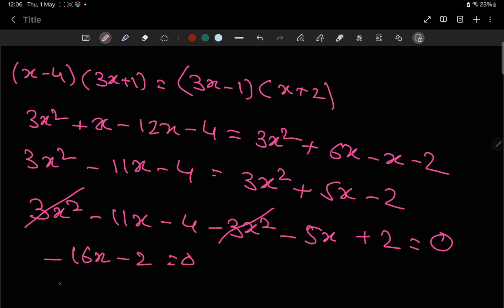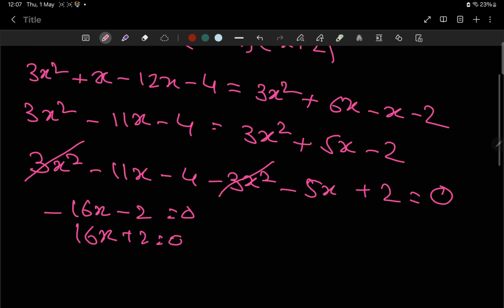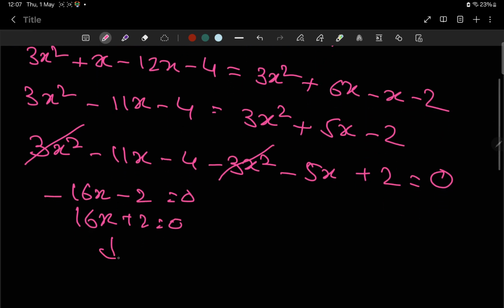If you want, we can change the symbols as 16x plus 2 is equal to 0. If we want to change the symbols, we should change it for the whole equation. So 0 can't be plus or minus, so leave it. If we want to change it to plus, we should change this also to plus. So overall we should change the symbols of it. So what is the highest degree of this equation? It is 1.